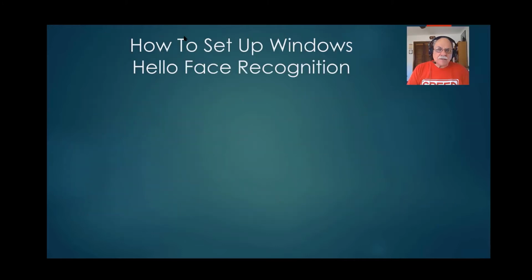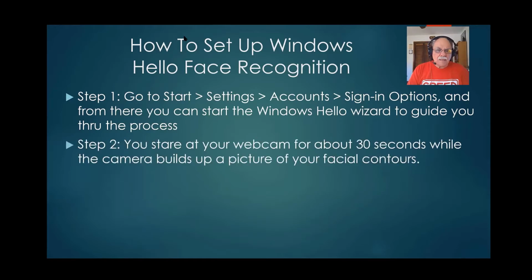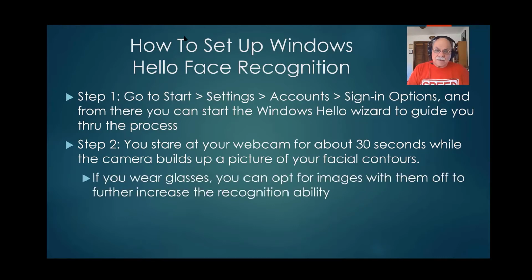So how do you set up the Windows Hello face recognition? Well, step 1, you go to Start, Settings, Accounts, Sign-in Options. And from there you can start the Windows Hello wizard to guide you through the process. Step 2, you stare at your webcam for about 30 seconds, maybe a little bit longer, while the camera builds up a picture of your facial contours. If you wear glasses like I do, you can opt for images with them off to further increase the recognition ability.